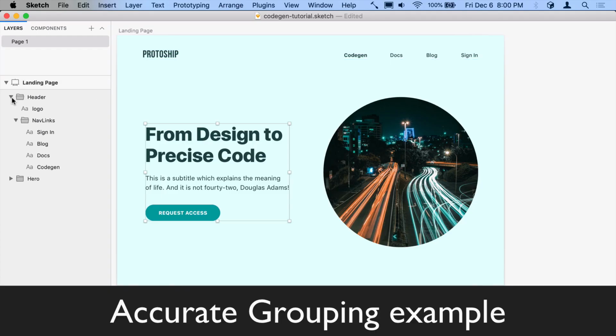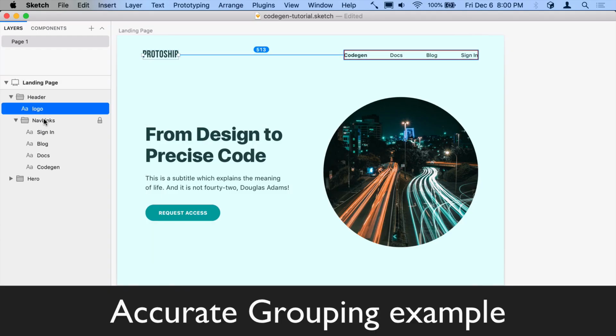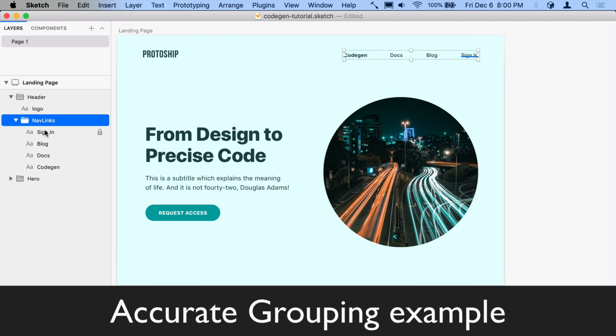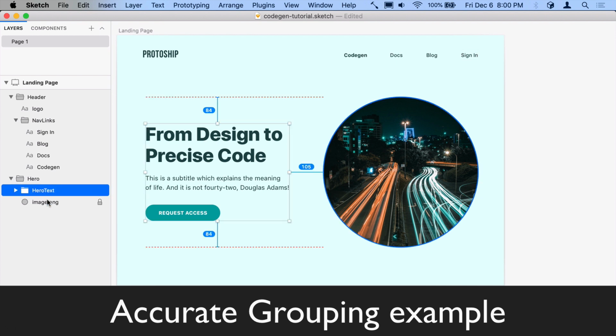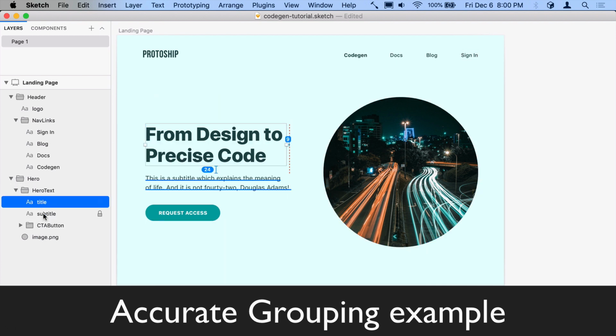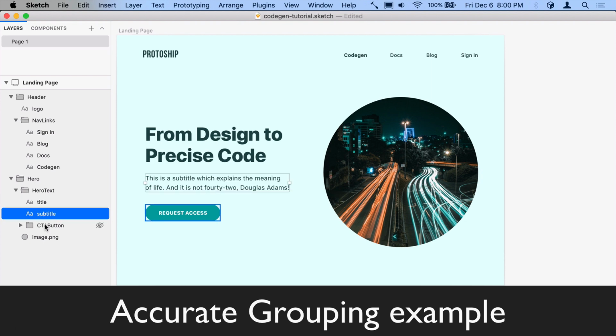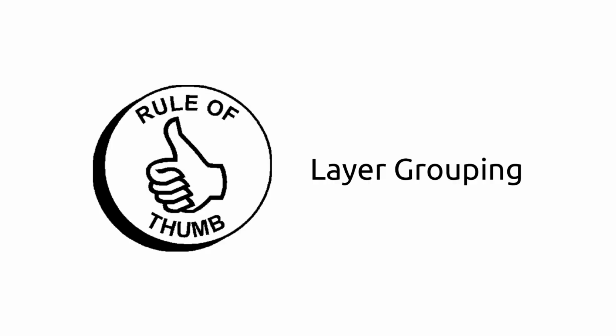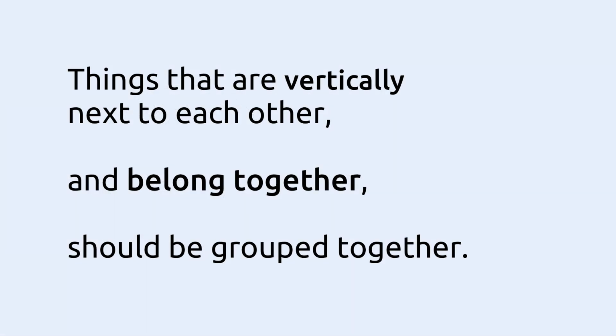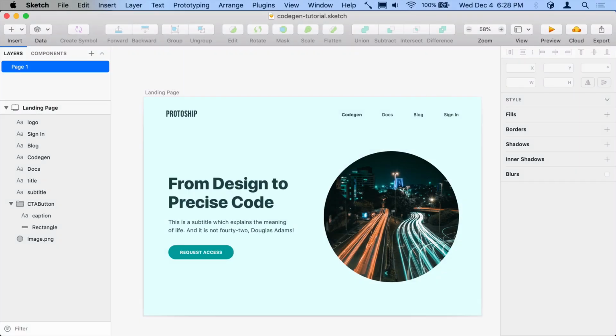Through grouping, the elements get to know their relationship to other elements and can respond together to the changing size of the canvas. If you have already grouped your layers properly in Sketch, meaning elements that belong together are grouped together, then Codegen should just work out of the box, and it should show no grays at all. If not, here is the rule of thumb to start grouping your Sketch layers. Things that are vertically next to each other and belong together should be grouped together in Sketch. After you've done this, then elements that are horizontally next to each other and belong together should be grouped together in Sketch.